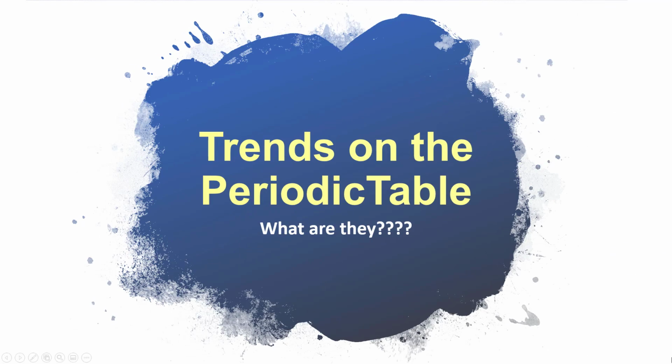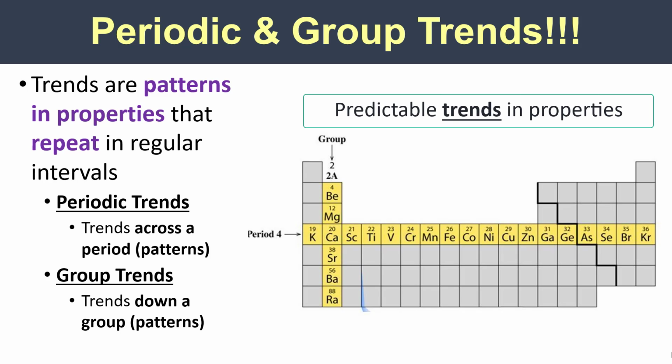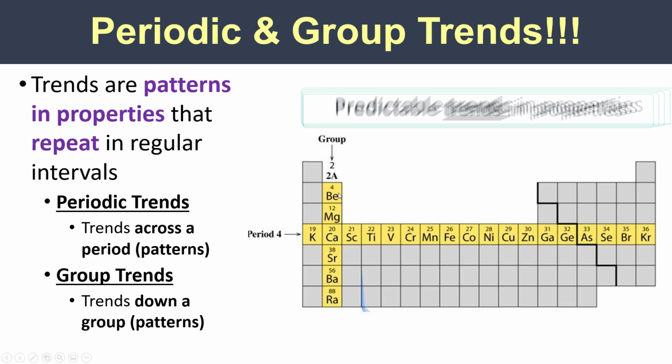Trends on the periodic table. What exactly are they? Well, periodic and group trends are patterns and properties that repeat in regular intervals on the periodic table. Periodic trends are trends that will be predictable and repeat across a period, which you can see here. We have period 4 illuminated. And group trends are trends that are predictable and go up and down within a group.